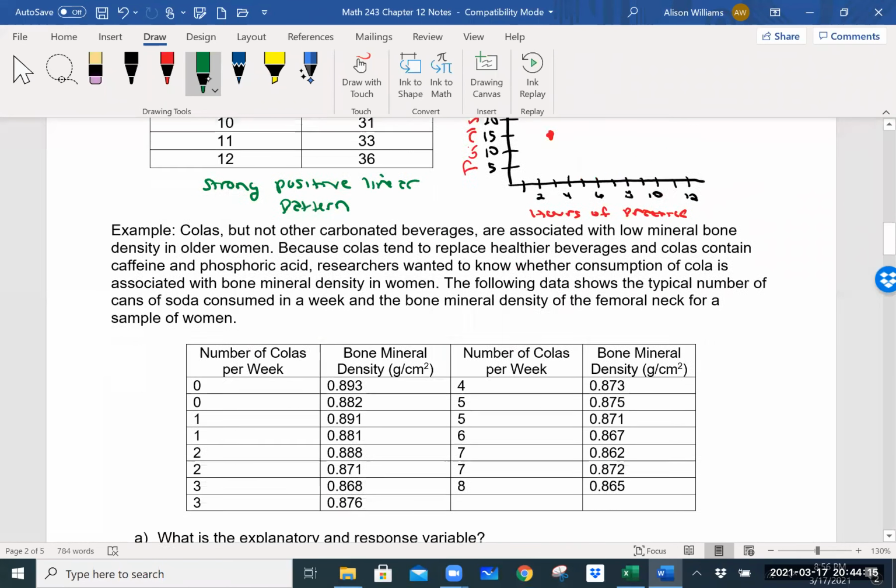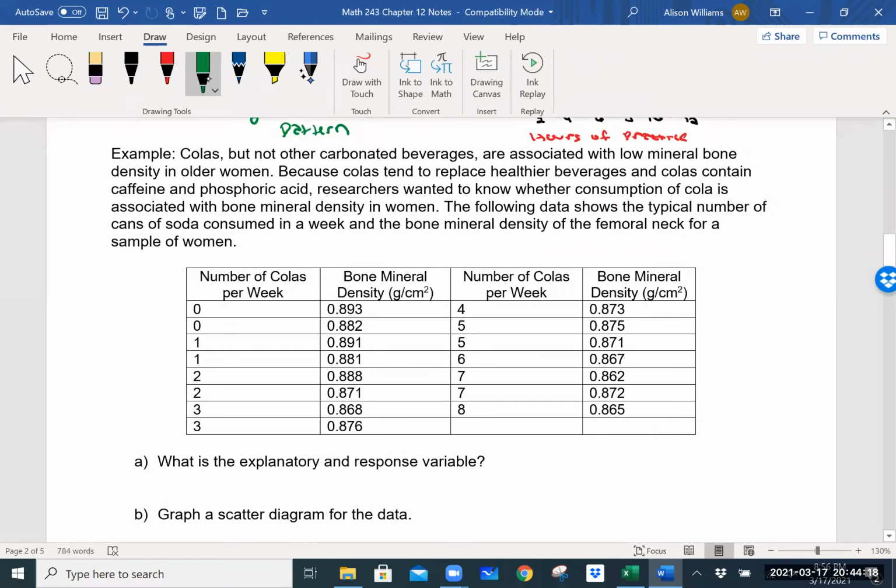So this next example here, first we're asked which is the response and which is the explanatory variable. So when we're talking about colas and women drinking colas, and wondering if that possibly lowers the bone mineral density, it makes sense to say that the explanatory variable is the number of colas consumed, right? Let me switch back to red. So this would be colas per week. And the response variable would be the bone mineral density.